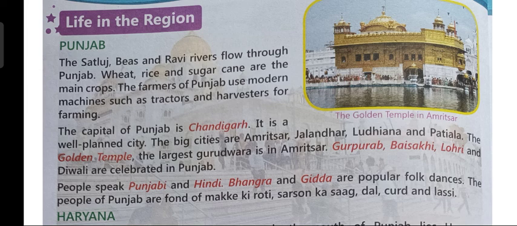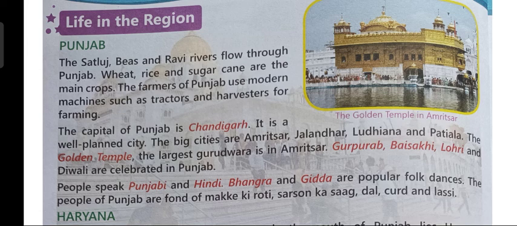Now children, what is the capital of Punjab? So the capital of Punjab is Chandigarh, and it is a well planned city. Means it has been planned in a very good way. Some of the big cities of Punjab are Amritsar, Jalandhar, Ludhiana, and Patiala. Now children, the very famous Golden Temple, it is the largest Gurudwara in Amritsar.